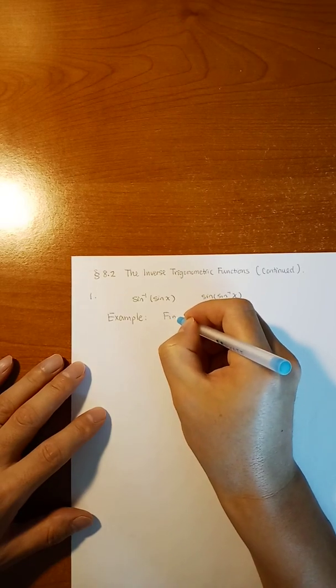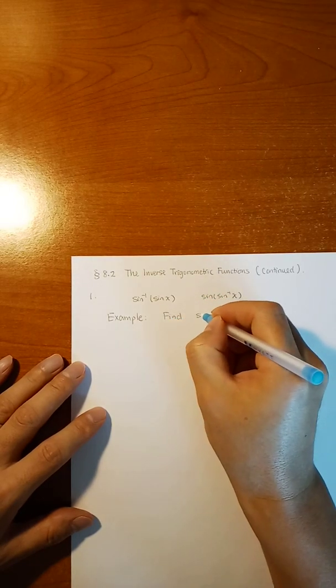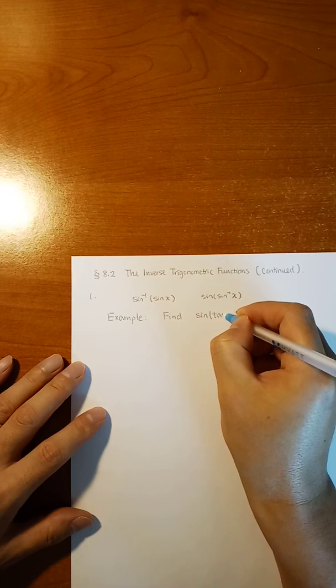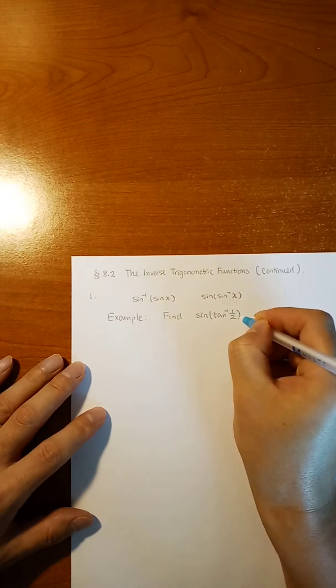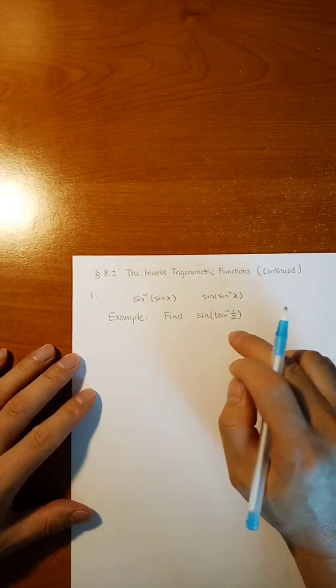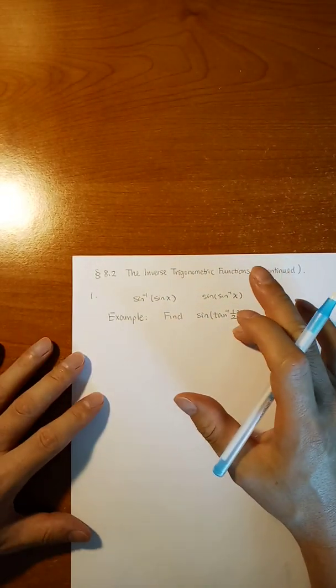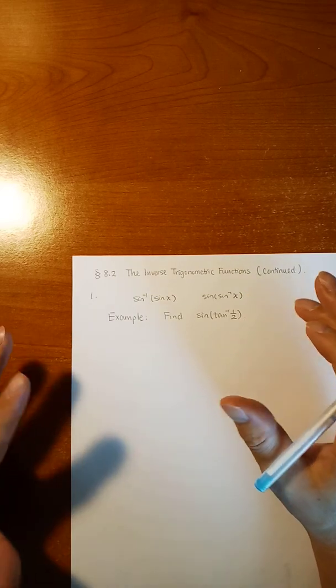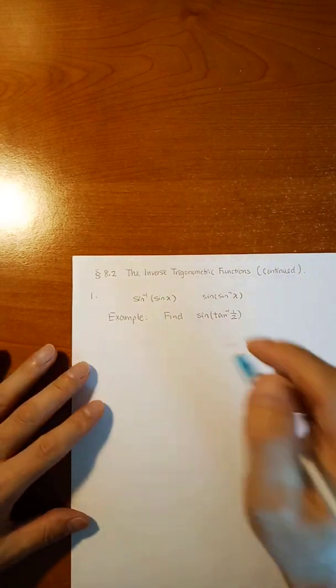Find sine of tangent inverse of 1/2. Okay, so it's a mixed problem. You have sine, you have tangent inverse. Before we do this problem, let's emphasize something.